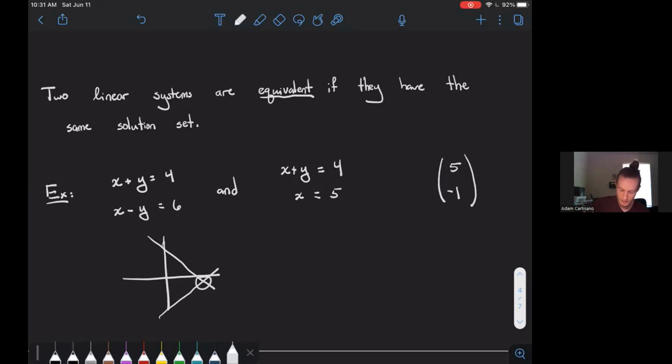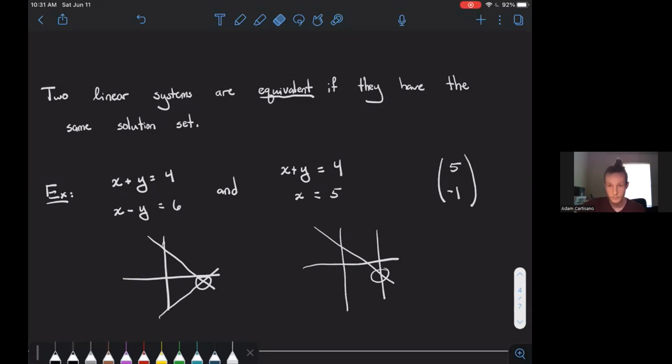In the second case, the same first line, but now we just do x equals 5, the vertical line. And you have the same spot. We could even have drawn them on the same Cartesian plane, but it's kind of confusing because they're two separate linear systems, right? But they're equivalent because they have the same solution set.